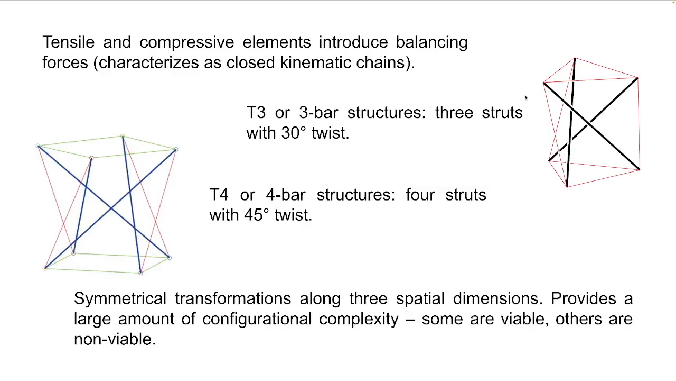And then you have these tensile elements connecting their ends. And so that's supposed to form an ultra-stable structure. We also have these T4 structures, which are 4-bar structures. So the blue bars here are oriented at a 45-degree twist. And then we have these tensile elements, the green and the red, that keep those stable. Ultra-stable, in fact. We can have symmetrical transformations along 3 spatial dimensions, so we can twist them and keep twisting them back and forth.